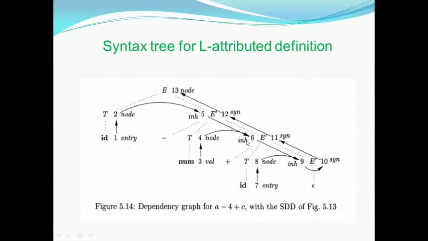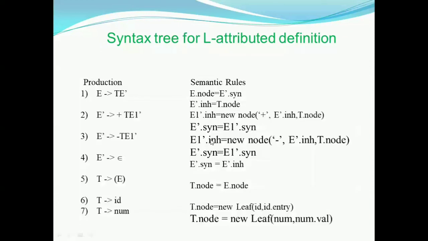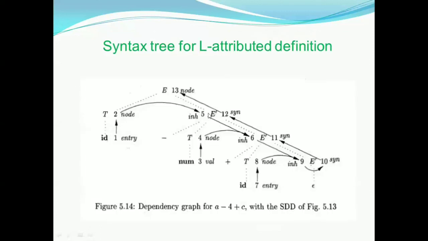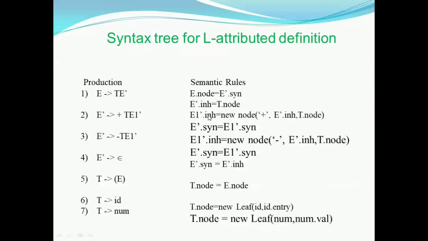Then we have written the expression as E dash dot inherited is equal to E dash dot inherited plus T dot node. You can just observe that in this case, E dash dot inherited is equal to new node of plus, E dash dot inherited comma T dot node, which is this E dash dot node, the node which you get from this particular node. So then this becomes, once again, an inherited attribute. That's why we have written the rule as E dash dot inherited is equal to new node of plus, E dash dot inherited comma T dot node. So this becomes an inherited attribute once again.